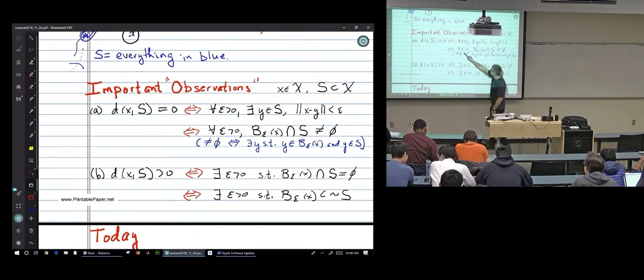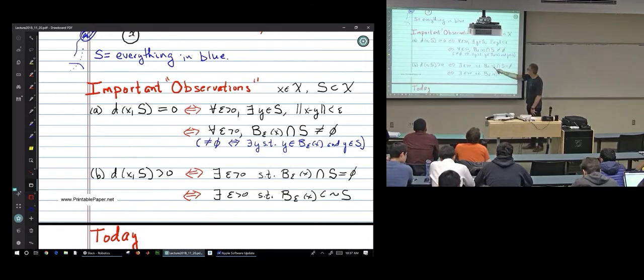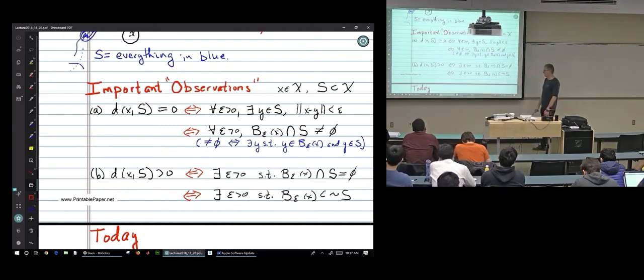And so we negate this statement, and when we negate the for every, we have there exists an epsilon greater than 0, such that the ball of radius epsilon about x intersected with S is in fact equal to the empty set. And if the ball of radius epsilon about x intersected with S is empty, that means that ball is contained in the complement of S.